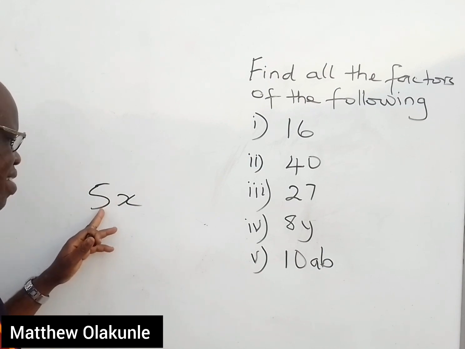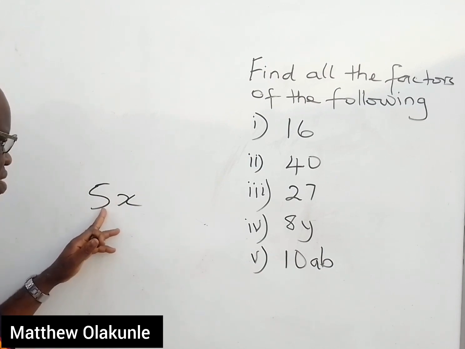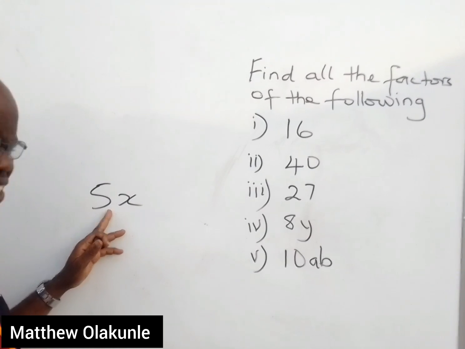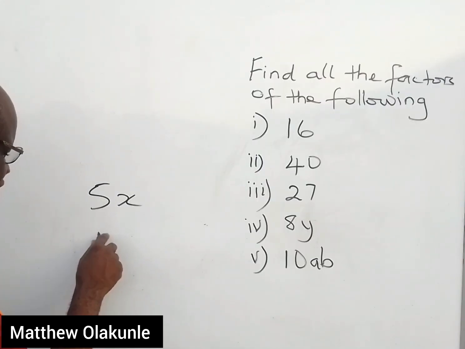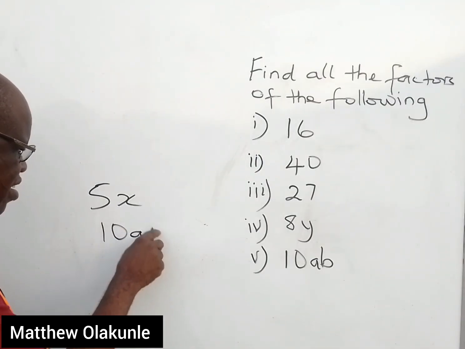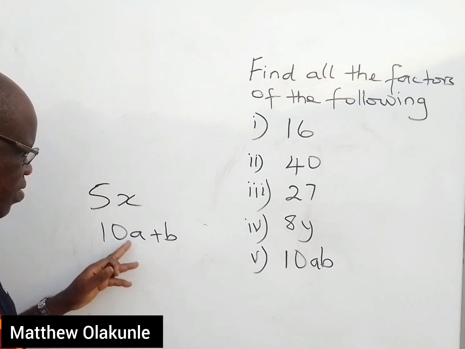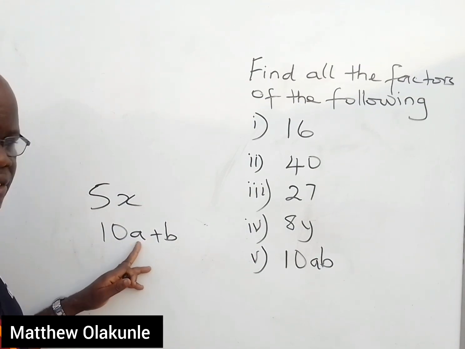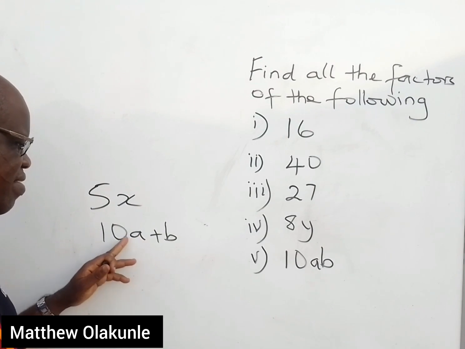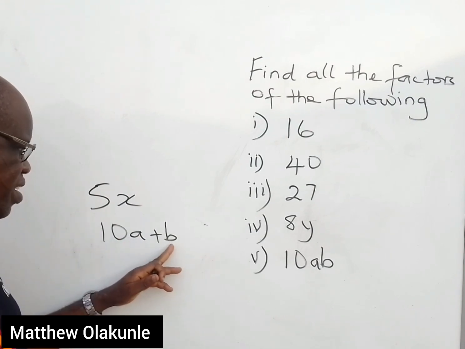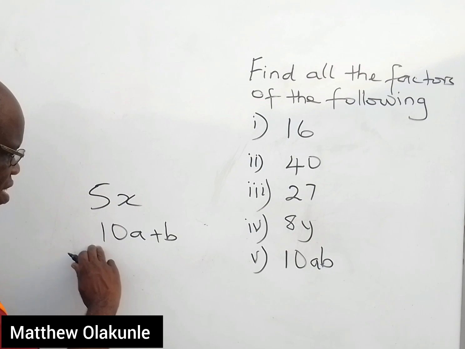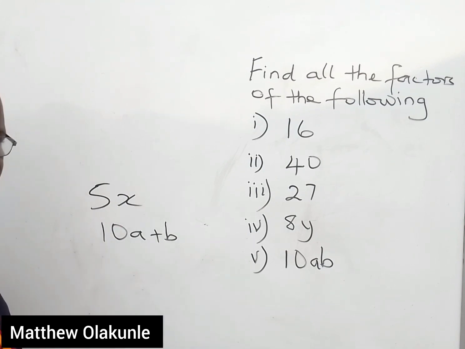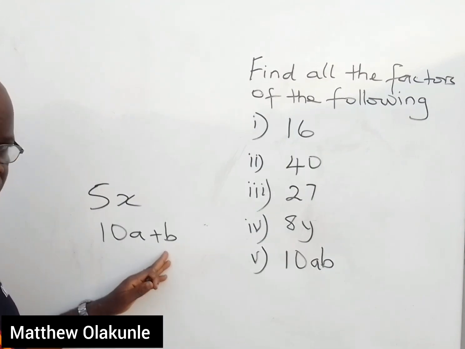And also it has a coefficient. So the coefficient of x is 5. You can get any other number, like 10a plus b. The coefficient of a here is 10. The coefficient of b here is 1. So this kind of term is referred to as an algebraic term.